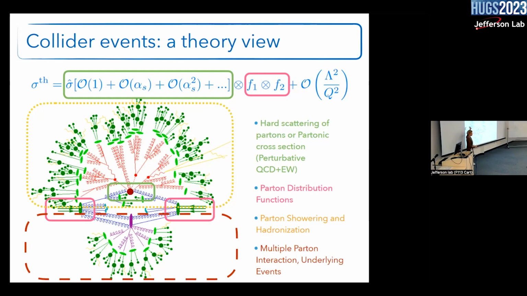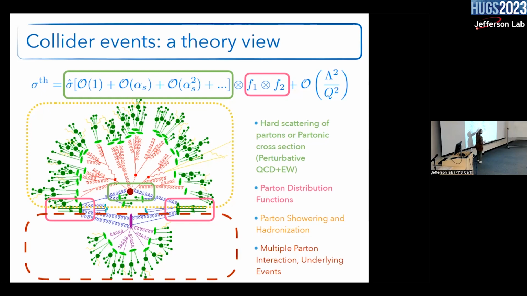We split this picture into 4 boxes that we kind of know how to deal with. And then we put them together with a kind of factorization. So we factorize everything that happens into 4 bits that we can manage, that we can use different techniques to calculate. So the 4 bits are the hard scattering here.